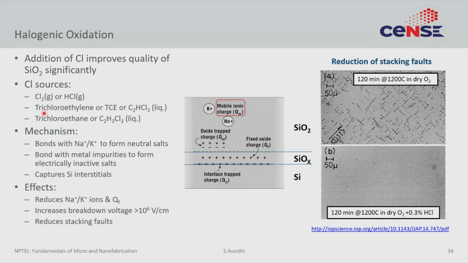If you do not like these two gases for safety or corrosion reasons, you can actually also use trichloroethylene, which is a liquid, or trichloroethane, which is also a liquid. So, these are liquid sources of chlorine. So, the mechanism is fairly simple.